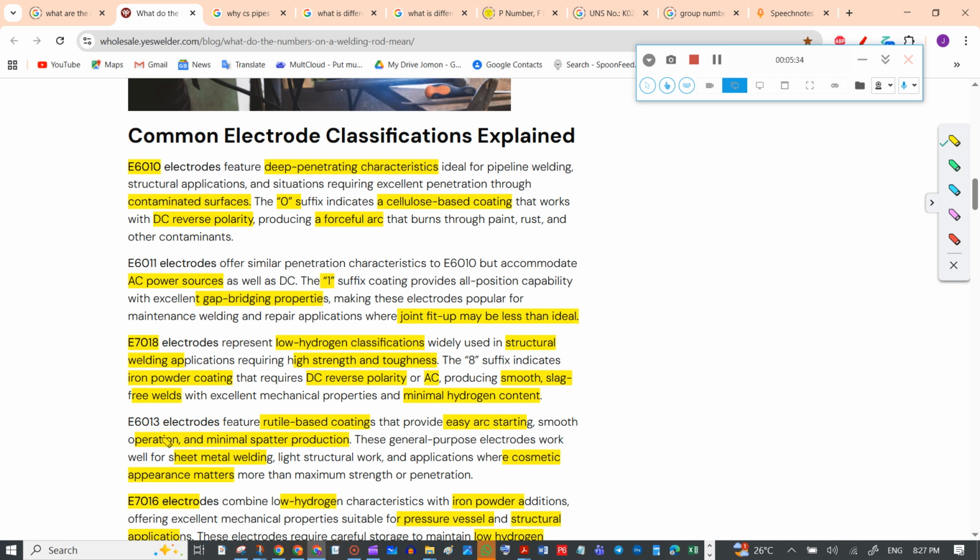E6013 features a rutile-based coating. This provides easy arc starting, smooth operation, and minimal spatter. It works well with sheet metal welding and light structural work applications where cosmetic appearance matters more than maximum strength or penetration. That is the 3. The 3 has this rutile-based coating.